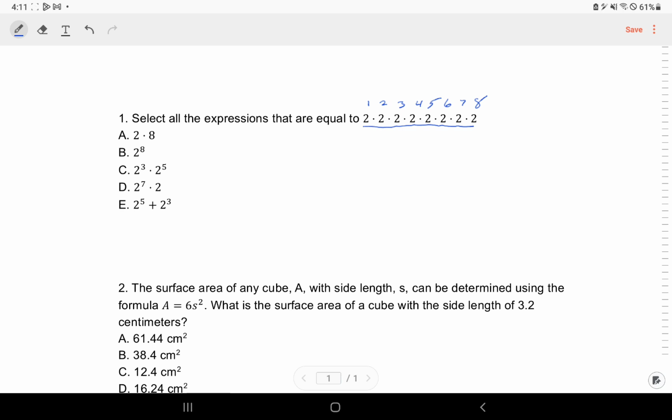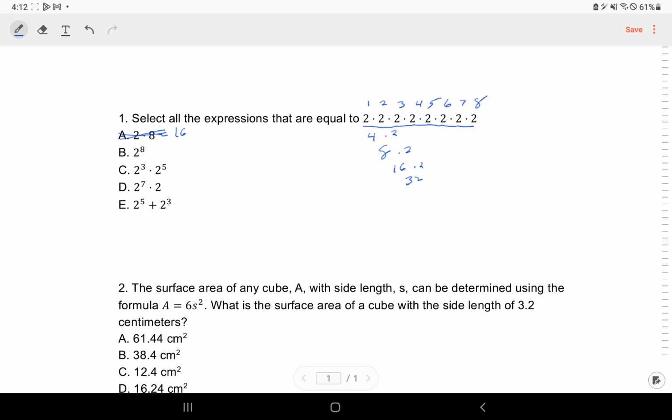Now, if we work all this out, 2 times 2 is 4, times 2 is 8, times 2 is 16. Well, this is equal to 16. Well, times 2 is 32. So I already know A can't be my answer, because this is already more than that answer.